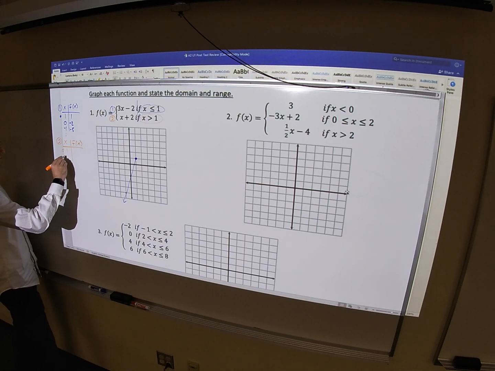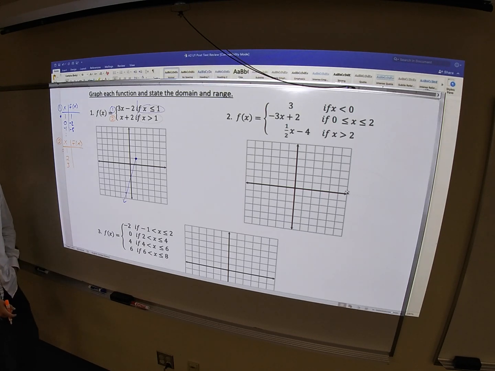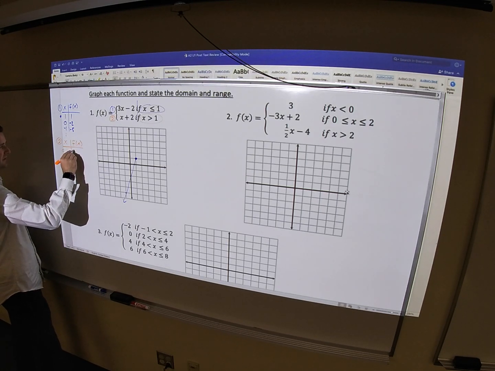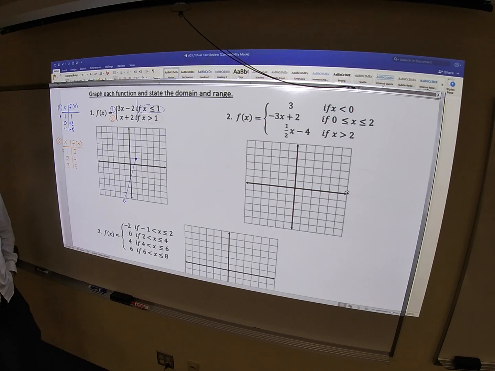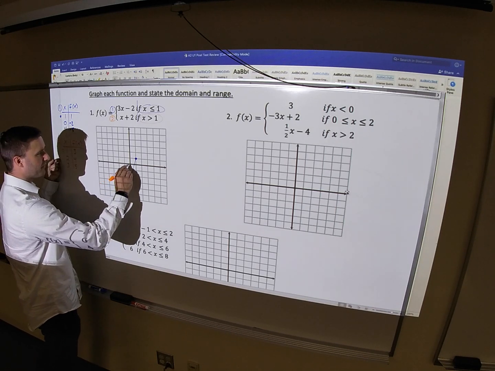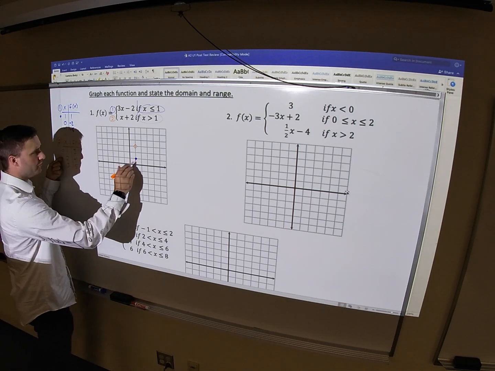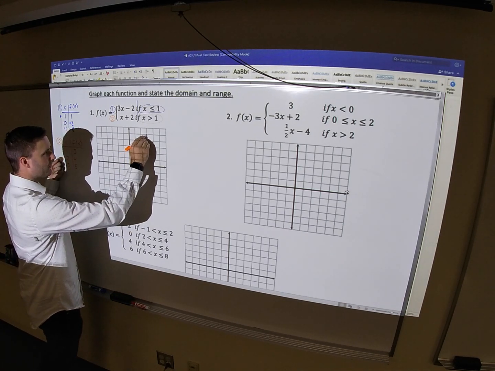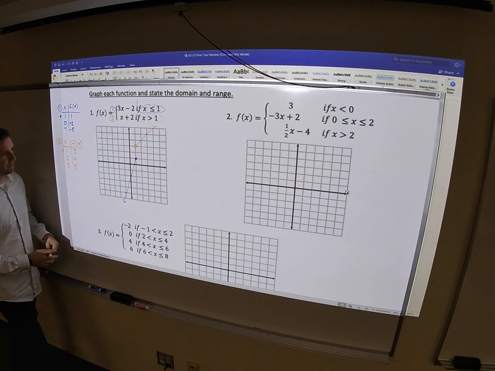Two numbers greater than 1 are going to be 2 and 3. And again, that goes on forever. When I replace x with 1, 1 plus 2 is 3. 2 plus 2 is 4. And 3 plus 2 is 5. So, plotting these, 1, 3, open circle, 2, 4, and 3, 5. Again, giving me my direction that that's going to go.